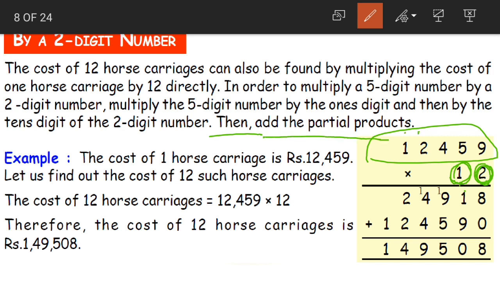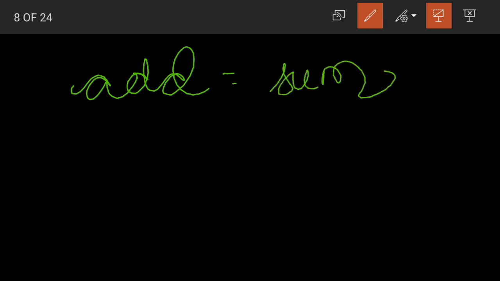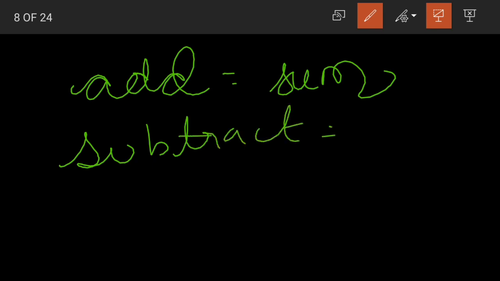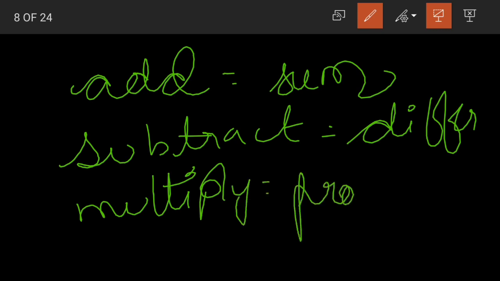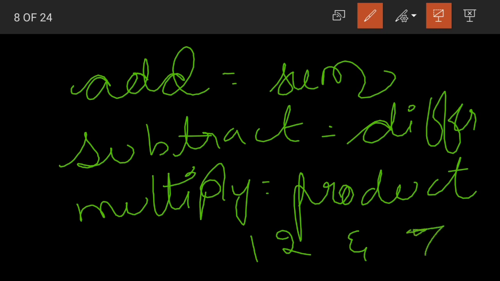See children, here what does product mean? See, when we add two or more numbers, what is the answer called? The answer is called the sum. In the same way, when we subtract two or more numbers, what is the answer called? The answer is called the difference. Yes. Now in the same way, when we multiply two or more numbers, the answer will be called the product. In the question, if they ask you to find the product of 12 and 7, what should you do? You should multiply 12 by 7. Yes. So that is what they are saying here.